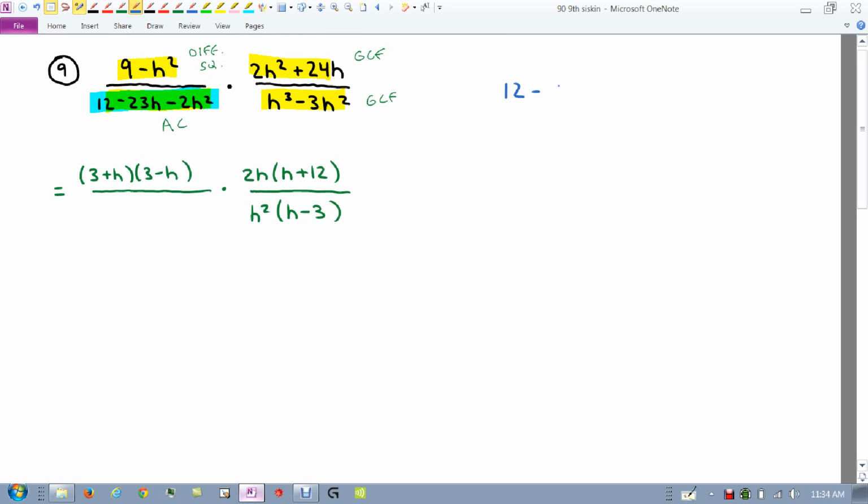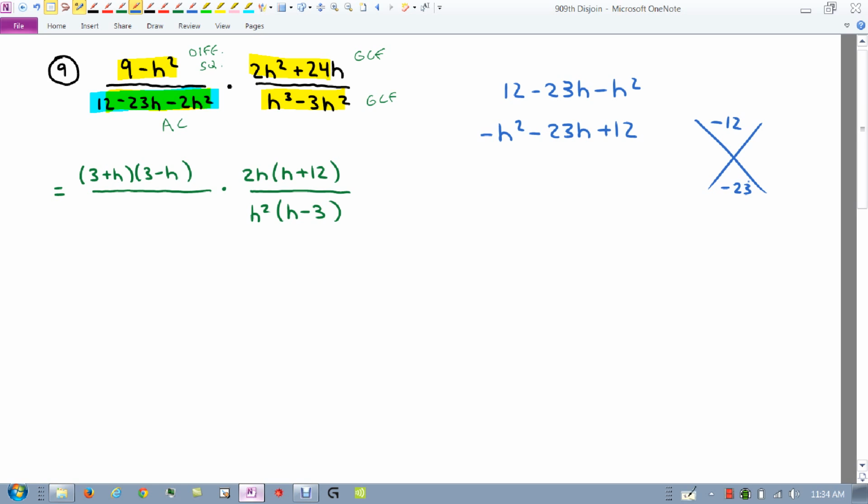We've got 12 minus 23h minus h squared. Now, I'm going to switch the order because that's the way I normally did it in class. So I want to make sure I put it in descending order. The negative h squared goes out front. I put the plus 12 on the back. Come up with my little x here. These are my 2 numbers.